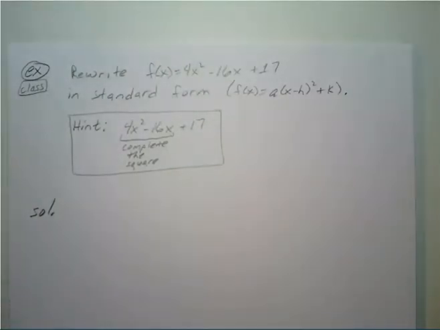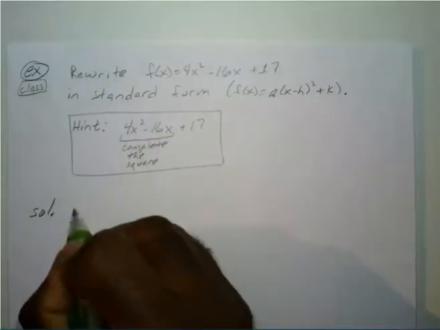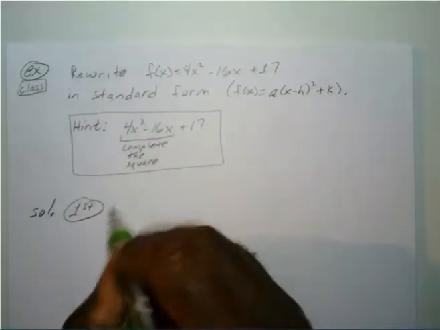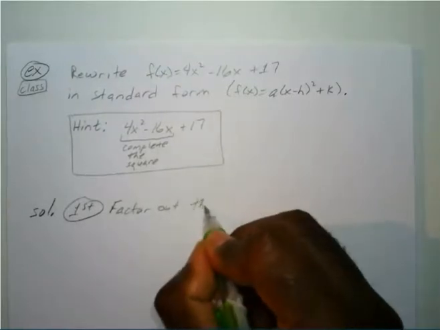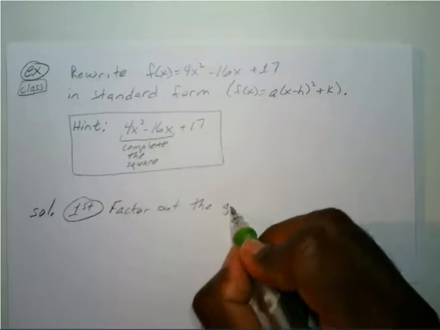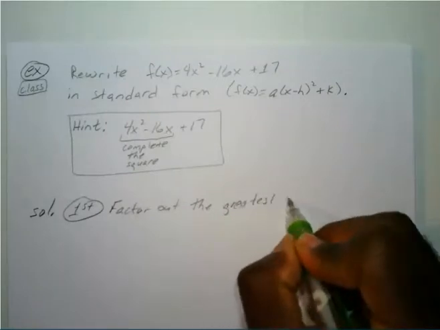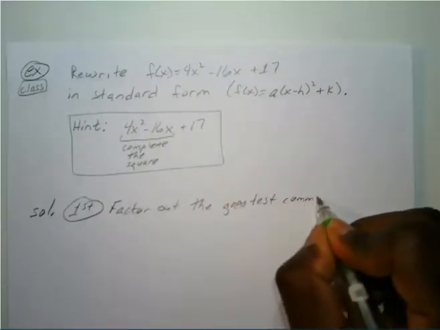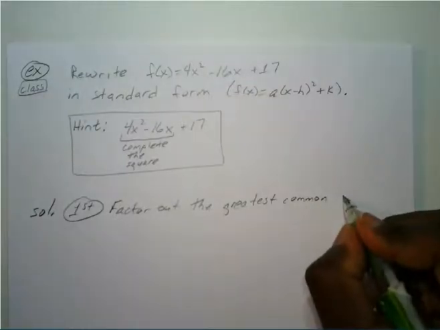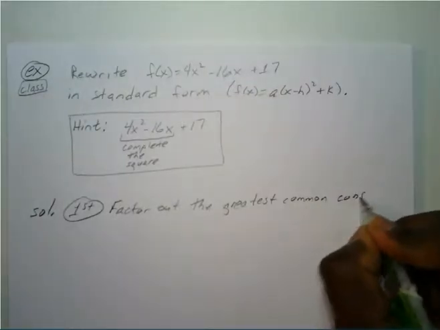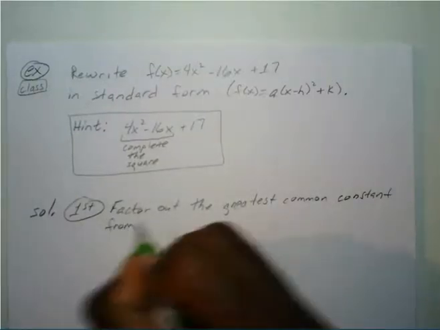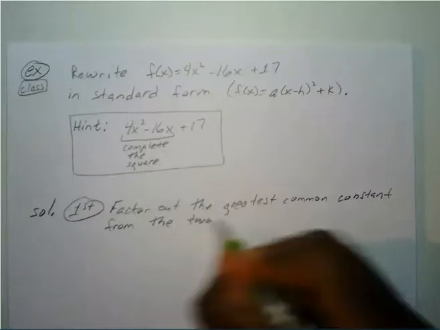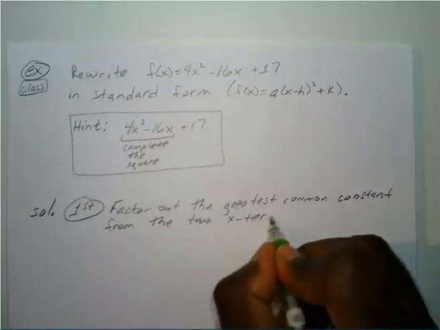All right. So I'm assuming you've paused it and worked it out. So let's go ahead and verify. Okay, so the first thing you should have done is factor out the greatest common constant, not factor, from the two x terms.